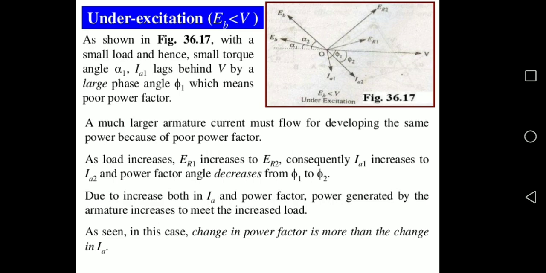So in the last normal excited condition and under excited condition, as we observed here, load is increasing, armature current is increasing, ER1 is increasing to ER2, and the load angle is also increasing, but the power factor is decreasing.